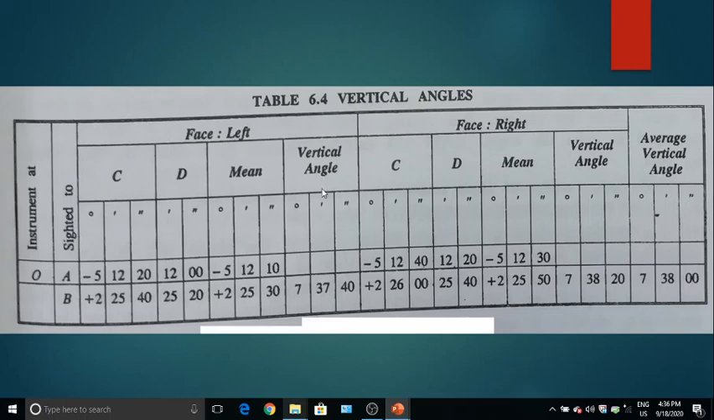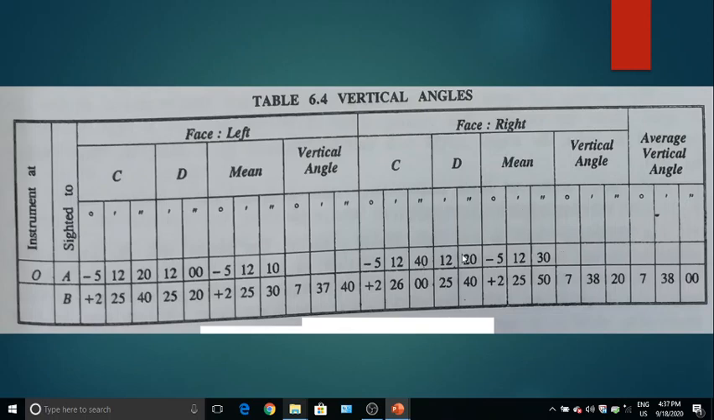Now the total vertical angle, angle AOB, is nothing but the summation of these two. Even though this is minus and this is positive, the total angle between these two lines will be irrespective of its signs, just a summation of these two. That is 7 degrees 37 minutes and 40 seconds. But it is not completed yet. It is only the face left observation, and we have to repeat this entire process with the face right observation also.